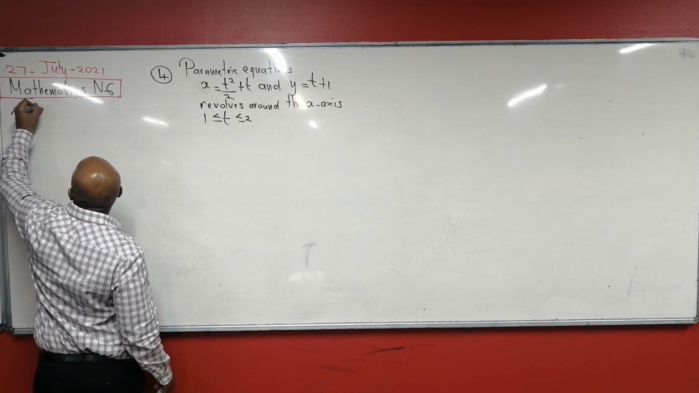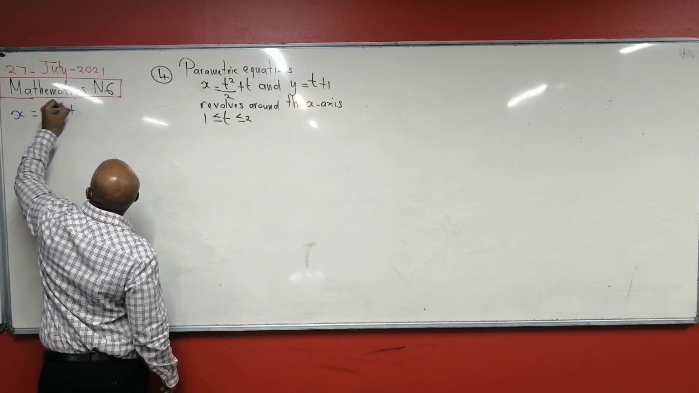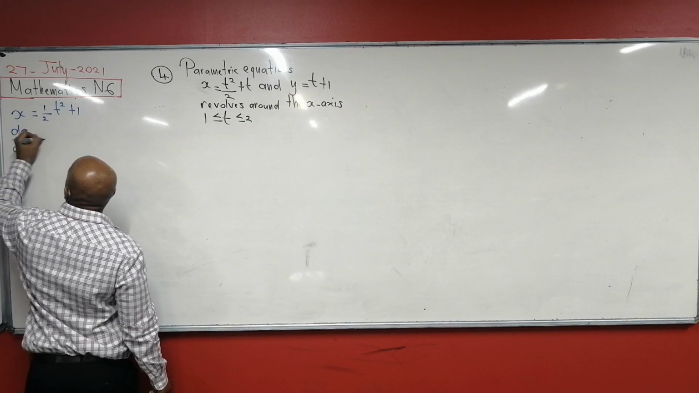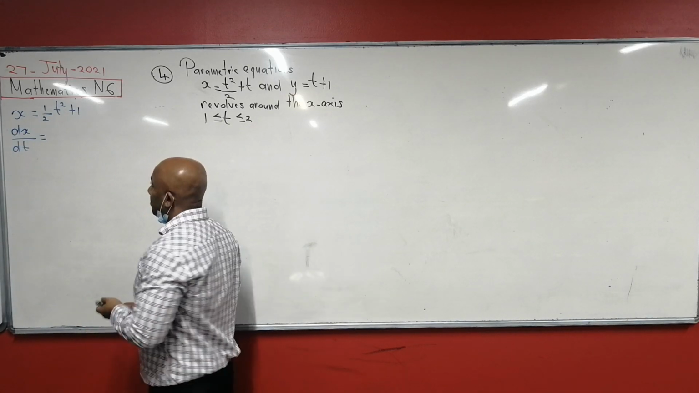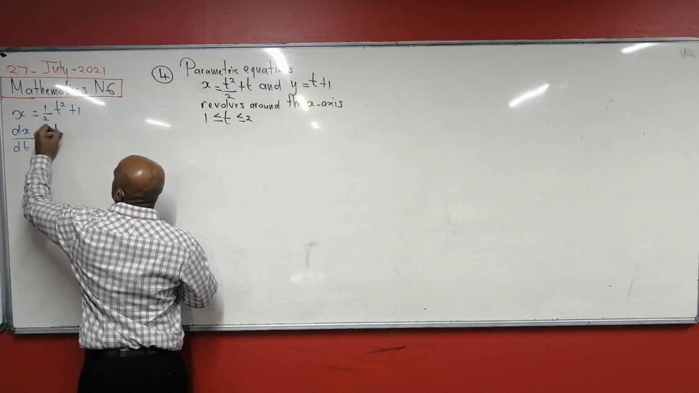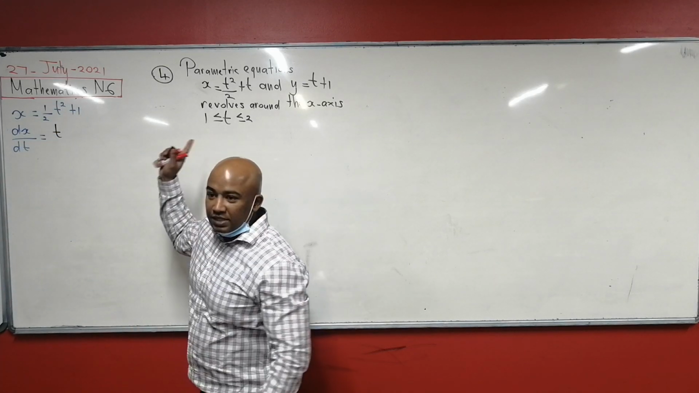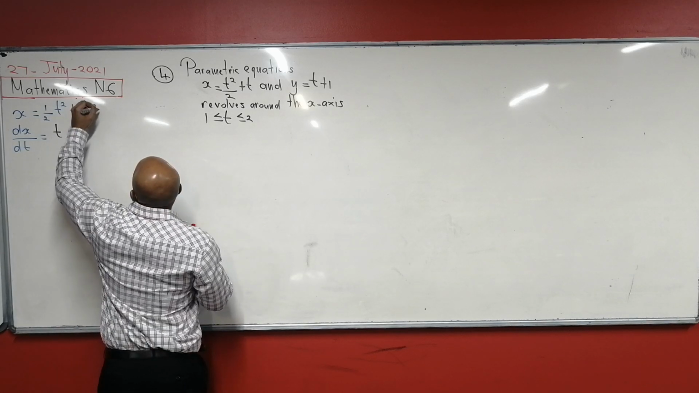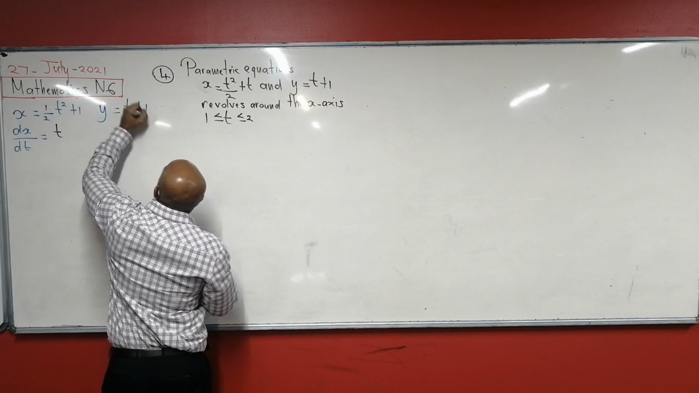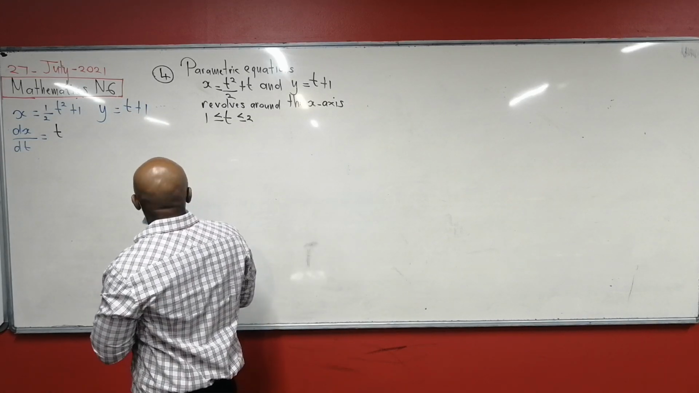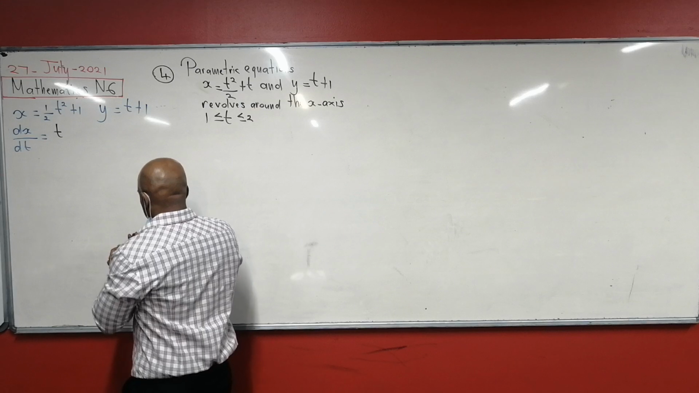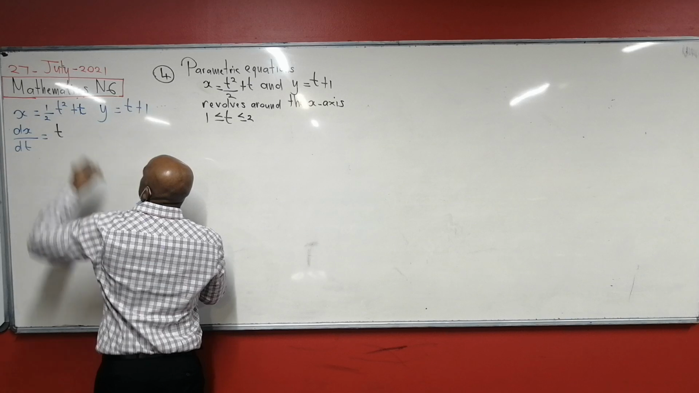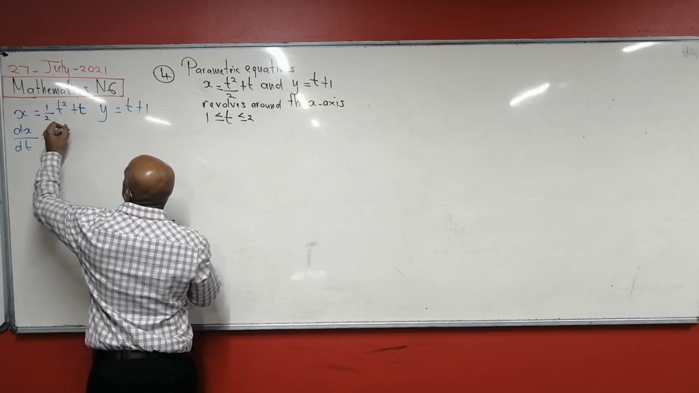x is equal to 1 over 2 t squared plus t. So dx over dt, the derivative of half t squared, half times 2 is 1, so that's just t, plus 1. Are you clear with that? Sorry, my mistake, that's plus t, not plus 1. That's half t squared plus t. And y is equal to t plus 1.